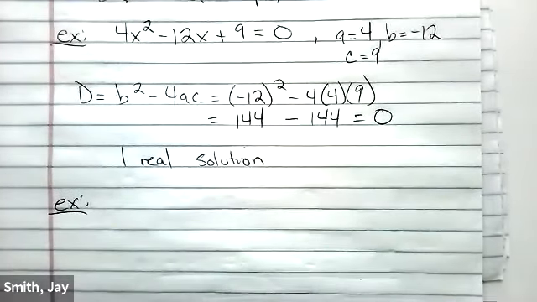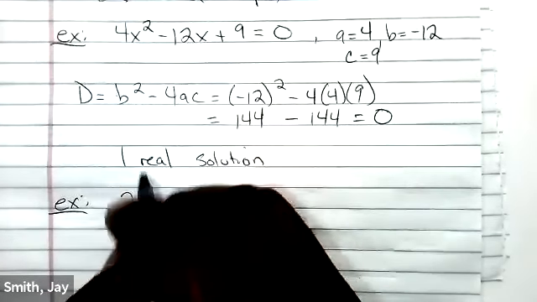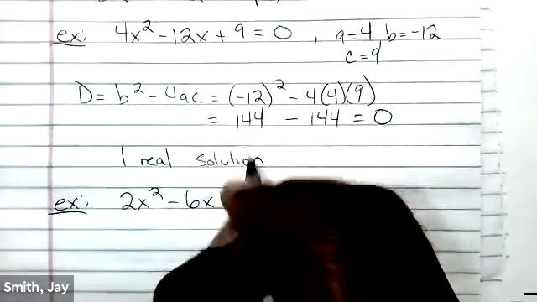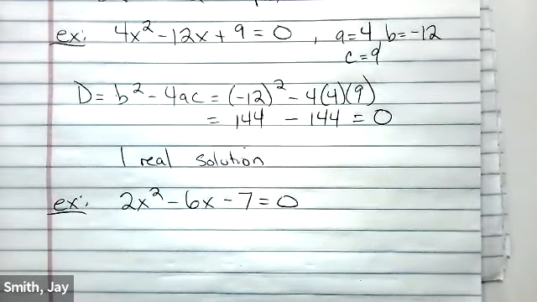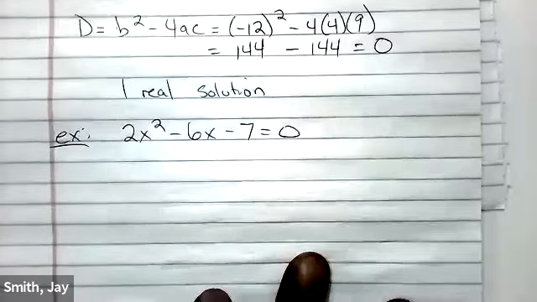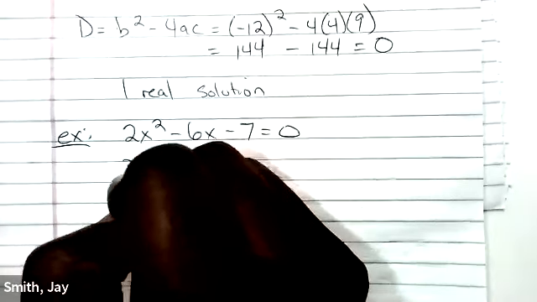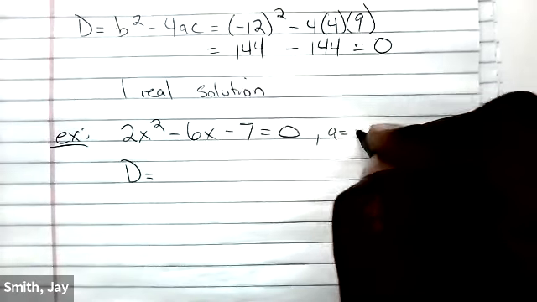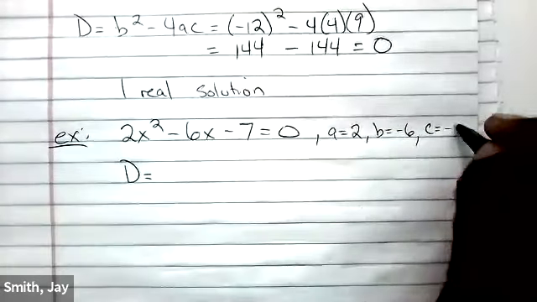All right. Still using the discriminant to find how many real solutions we have. Here, we have 2x squared minus 6x minus 7 is equal to 0. So here my A is 2, B is negative 6, C is negative 7.